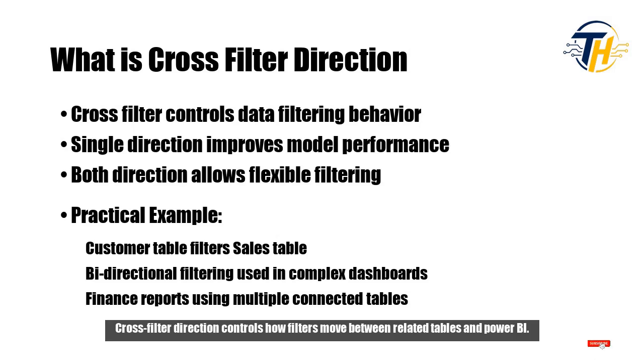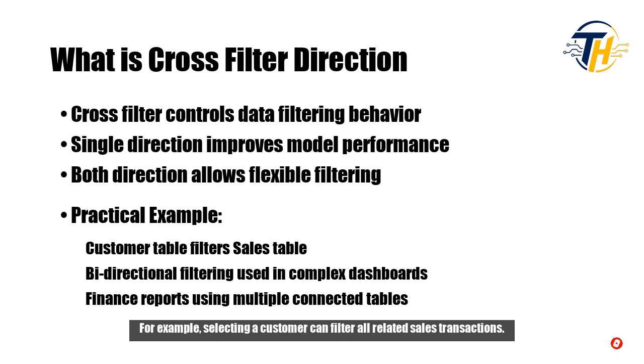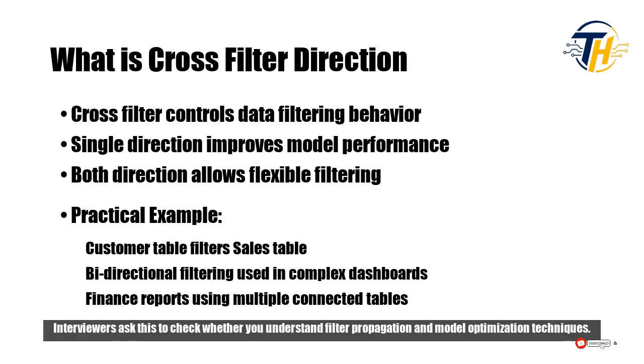Cross-filter direction controls how filters move between related tables in Power BI. Single-direction filtering is generally preferred because it improves performance and reduces ambiguity. Both direction filtering allows tables to filter each other, which can be useful in advanced reporting scenarios. Businesses use cross-filtering to create dynamic dashboards where selections automatically impact related visuals. For example, selecting a customer can filter all related sales transactions. Interviewers ask this to check whether you understand filter propagation and model optimization techniques.